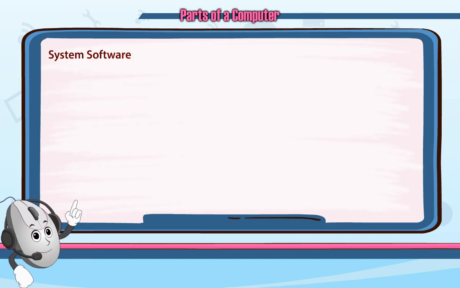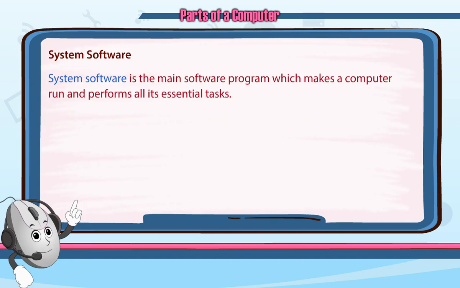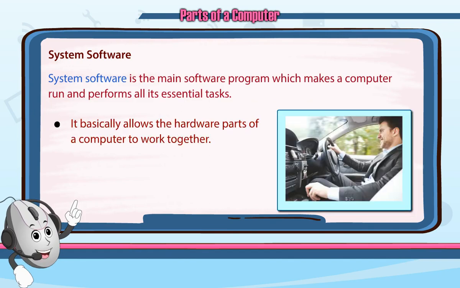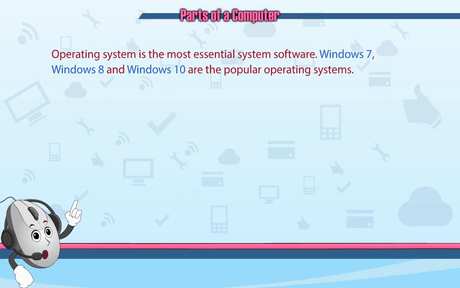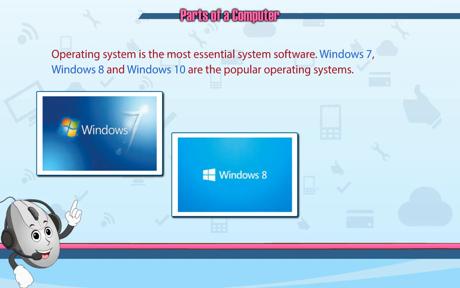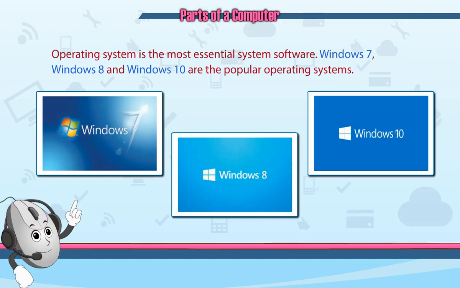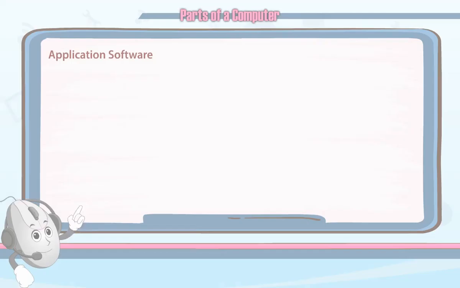System software. System software is the main software program which makes a computer run and performs all its essential tasks. It basically allows the hardware parts of a computer to work together. A computer cannot operate as a single unit without a system software. Operating system is the most essential system software. Windows 7, Windows 8 and Windows 10 are the popular operating systems.